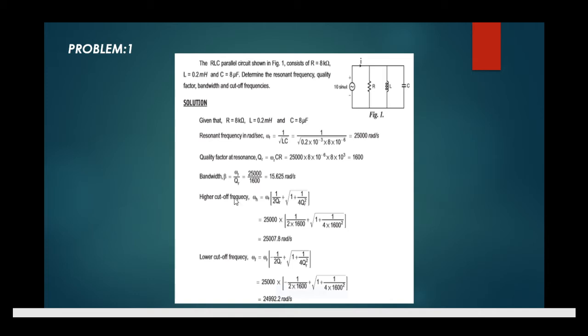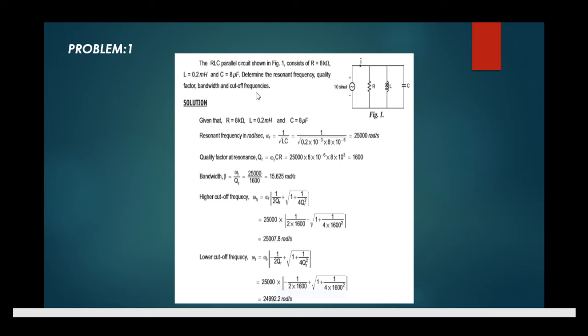And by derivation, you would have got the answers of omega H and omega L of a parallel resonance. Just by using that formula in terms of quality factor, we can substitute the values here and get the answer of higher cutoff frequency omega H as 25007.8 radians per second, and the lower cutoff frequency omega L in terms of quality factor formula. If you substitute, you get the answer as 24992.2 radians per second. So all the answers which we have got here is in terms of radians per second. Okay, so by using just the formulas, we get the answers of resonant frequency, quality factor, bandwidth and cutoff frequencies.